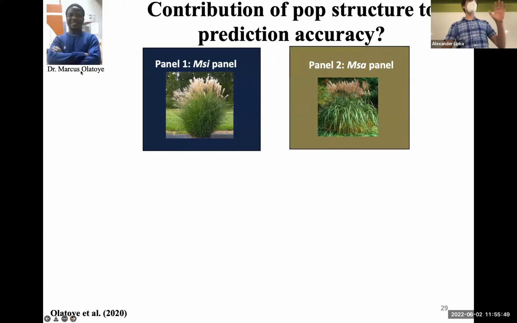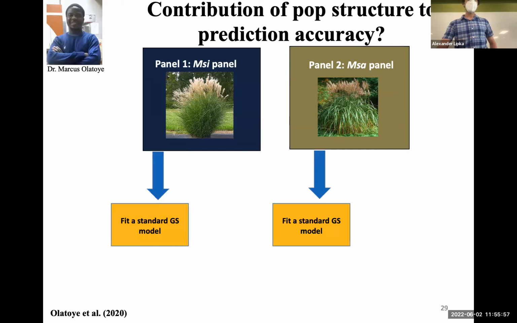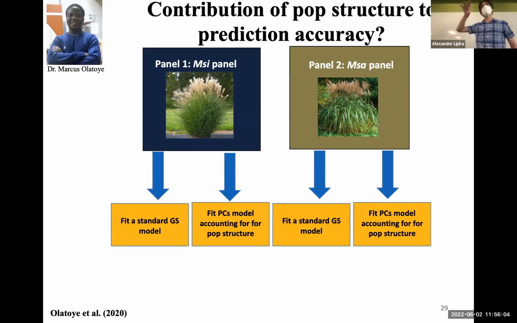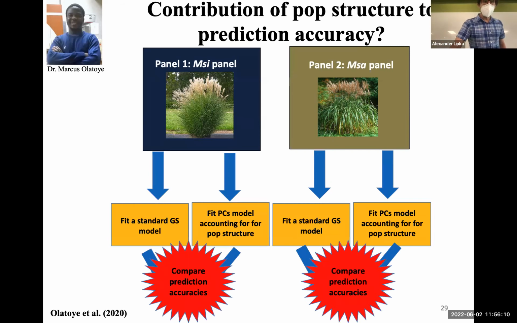All these results were created by Dr. Olatoye. We had a diversity panel in MSI and a diversity panel of the second species, MSA. We fitted a standard GS model, and then we also fitted a PCs-only model that only accounted for population structure. Then we compared our prediction accuracies.